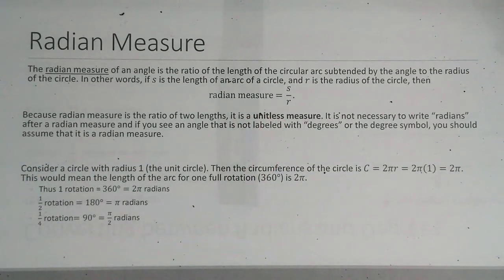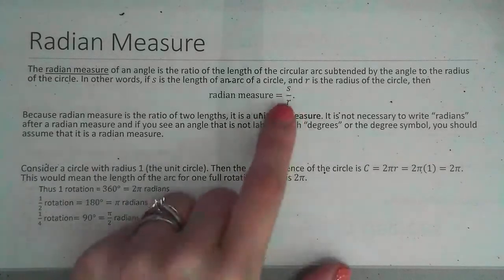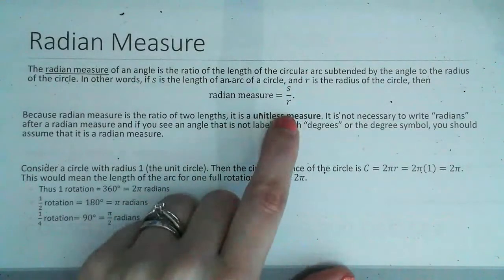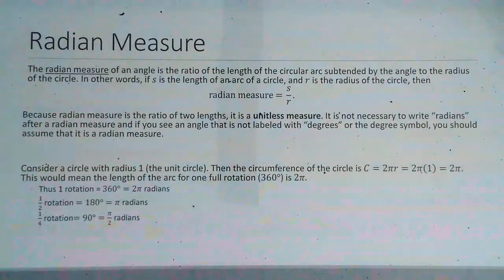But notice that both our S, which is the length of the arc, and our radius R are actual lengths. If we divide out those units, then they cancel out, and that means that radians are a unitless measure. So if you have an angle, you don't have to write radians after it. If you see an angle that doesn't have degrees or the degree symbol on it, then just assume that it's radians.